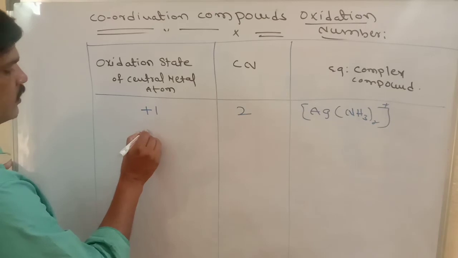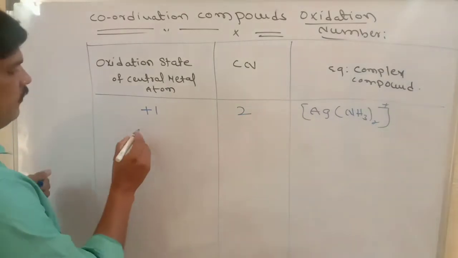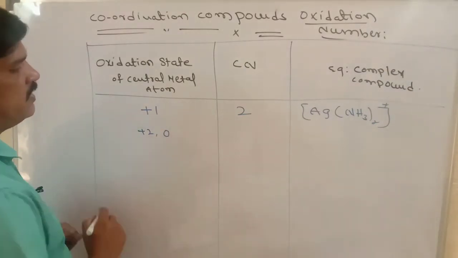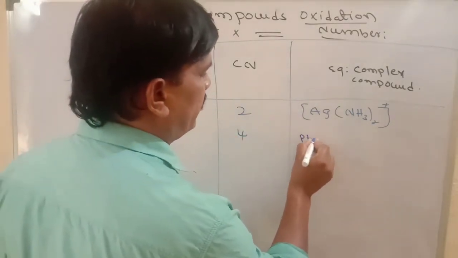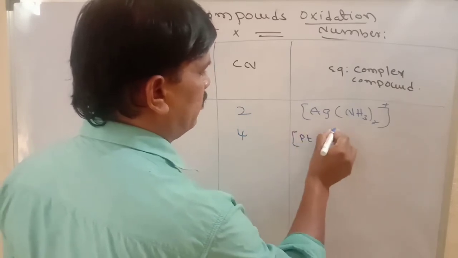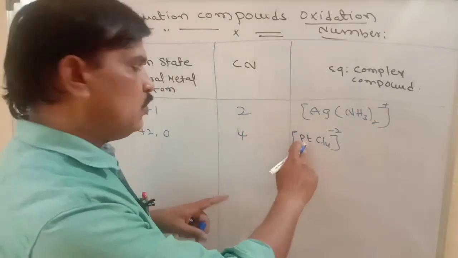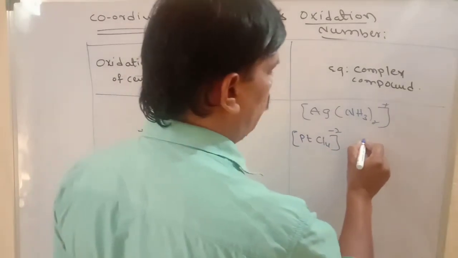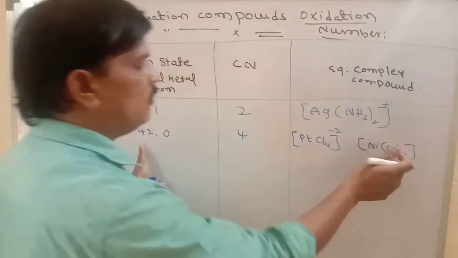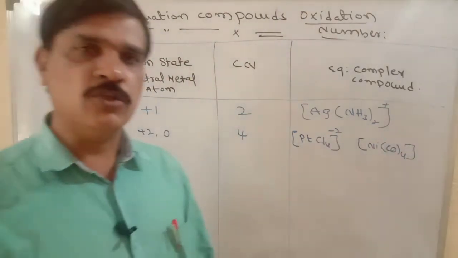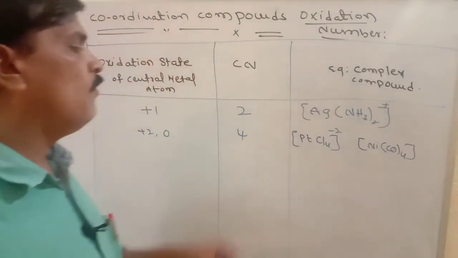If +2 oxidation state or 0 oxidation state is there, their coordination number is 4 only. So +2 example, PtCl4 -2, here platinum is acquiring +2 oxidation state, their coordination number is 4. Nickel tetracarbonyl, nickel is 0, their coordination number is 4. Anywhere if you observe +2 and 0 oxidation state, their coordination number must and should be 4 only.